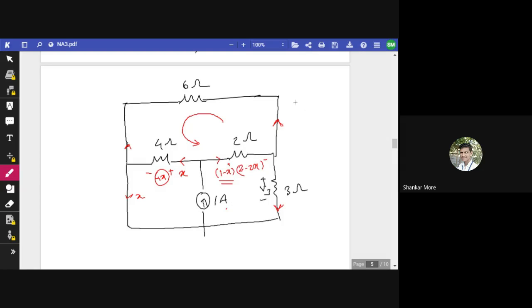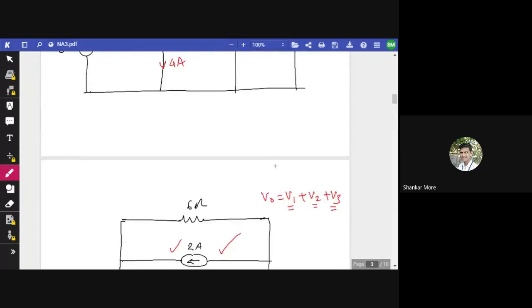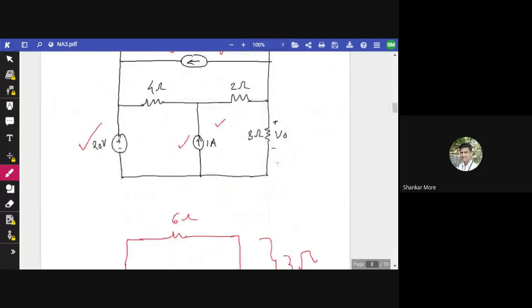V3 will be, V1 was 10, V2 was -3 volts, and V3 should come out to be 1 volt. And V should be equal to 10 minus 3 is 7, 7 plus 1 is 8, 8 volts. So V should be 8. So this V that we have to find, or V0, should be 8 volts. Okay, so do the calculation for this.